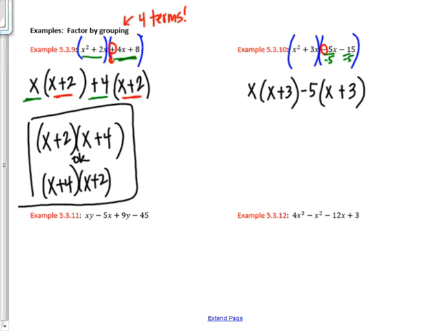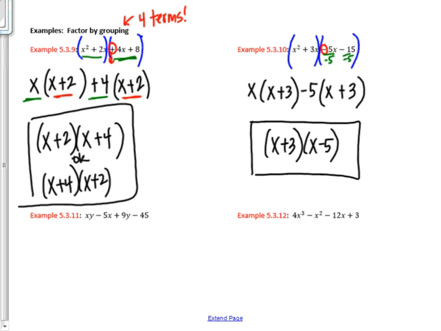So do my insides match? Yep. So one time I write the insides, and one time I write what's on the outsides, which would be x minus 5. If you want to know if you did it right, you can always FOIL to check. Alright, so let's run through these last two.